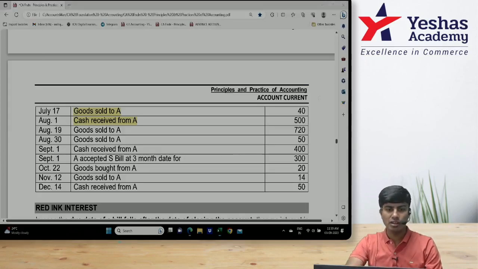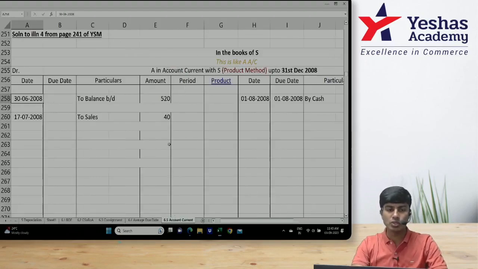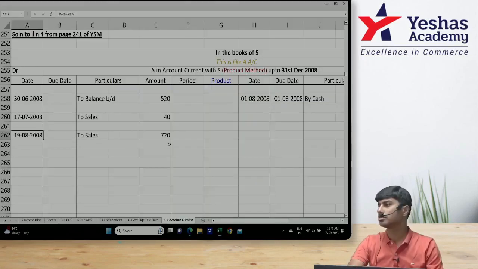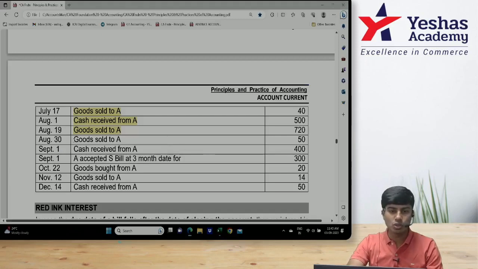After that, goods sold to A. Entry for goods sold to A: A account debit to sales. I'll write here "To sales". Amount is 720. Date is 19th of August. After that, goods sold to A.